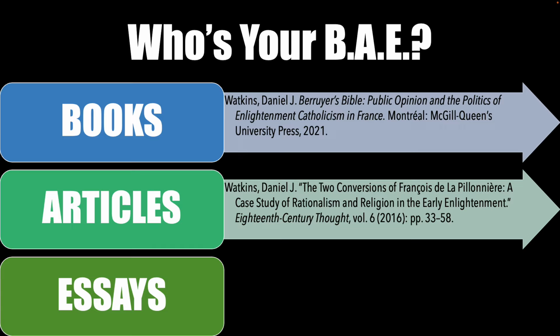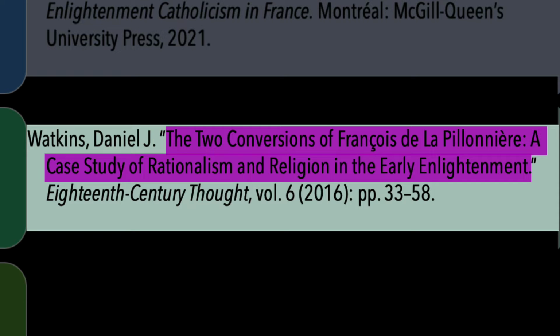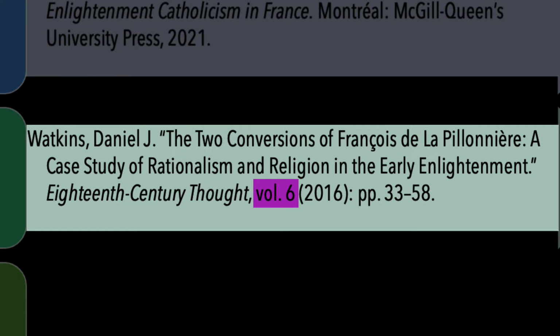For journal articles, it tends to look like this. Notice again that the author comes first, and then the title of the article, and then the title of the journal, which is in italics or underlined, and then the volume and publication information, which is just the volume, the date of publication, and then the pages that the article exists within the journal.